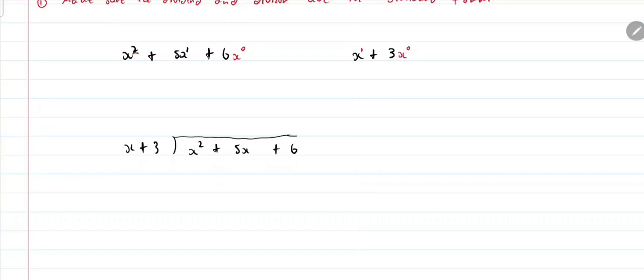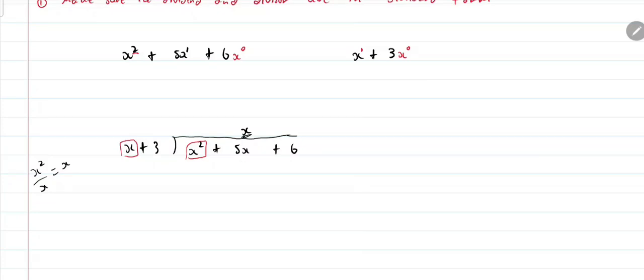Now, what I'm going to do, I'm going to divide the first term in the dividend by the first term in the divisor, right? So x squared divided by x is equal to x, right? And I'm going to put the x in the quotient right there, and I'm going to try to align terms in the quotient with the like terms in the dividend, right? X is where the x's are. It kind of sounds stupid, but you get what I'm saying.